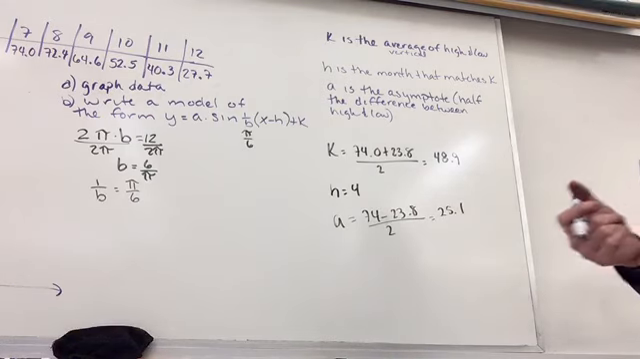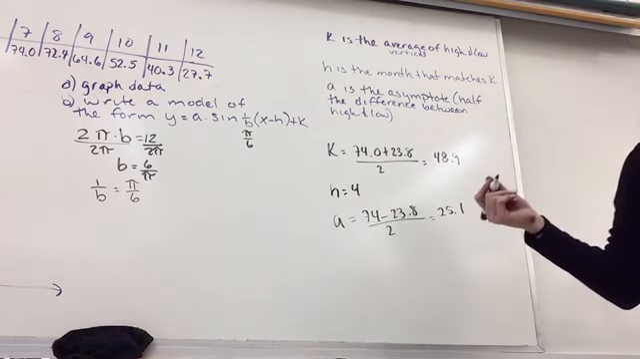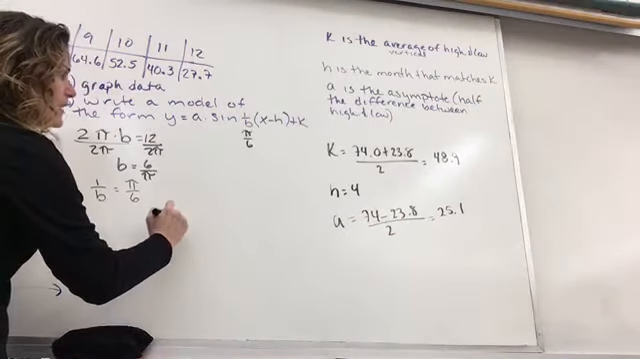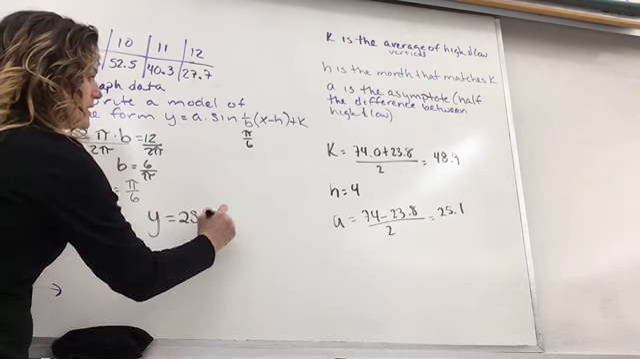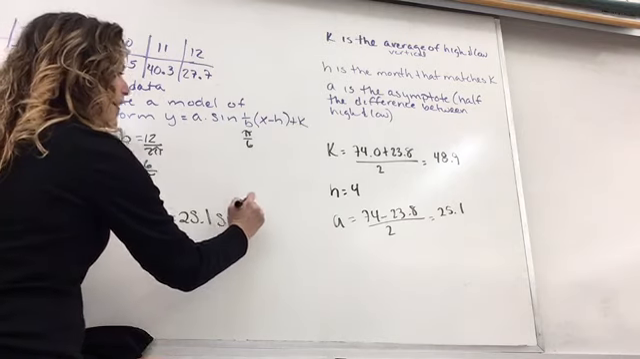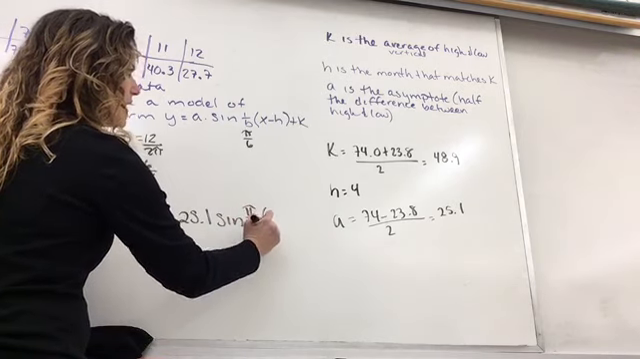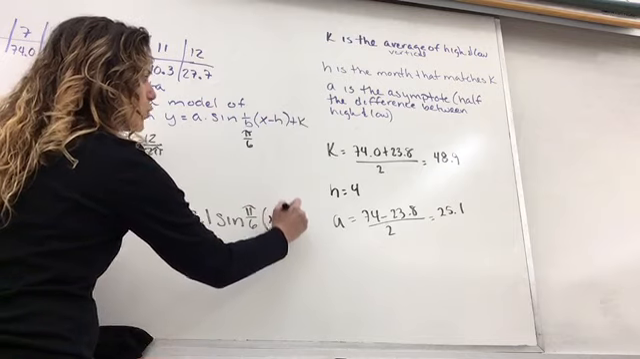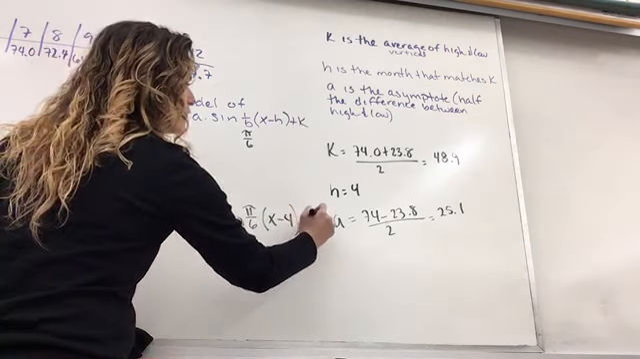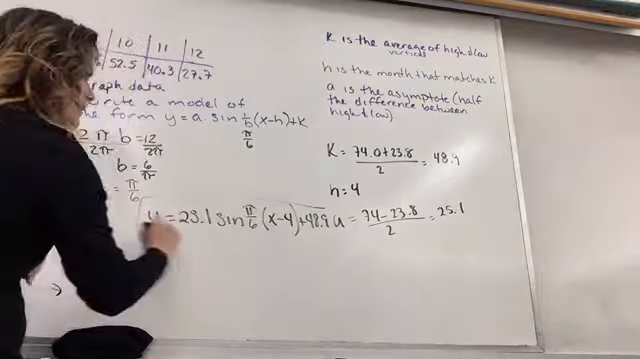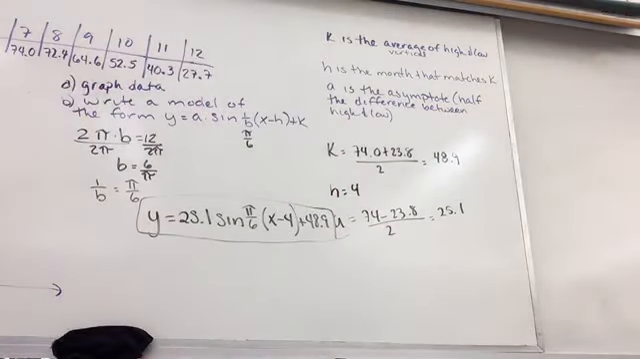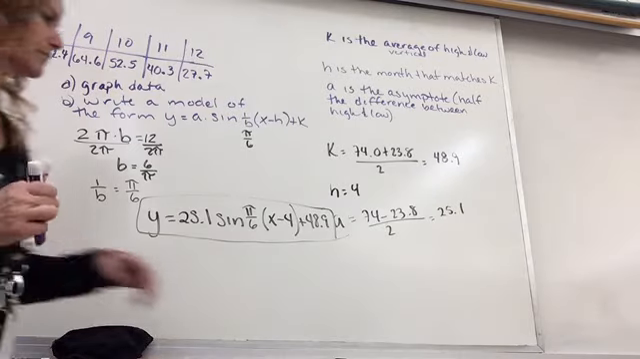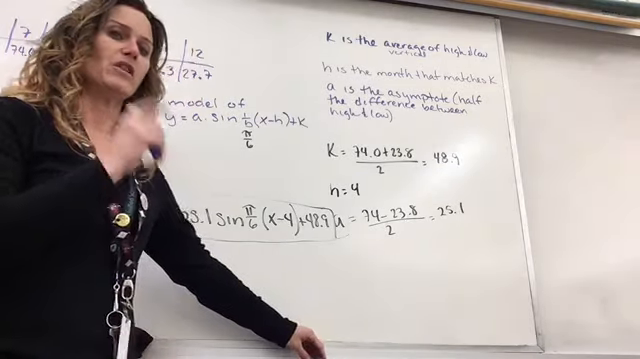Now that I have A, I have B, I have H and K, I'm ready to write that function in this form. So y equals, A we said was 25.1 sine pi over 6 times x minus h, which is 4, plus k, which is 48.9. Oops. And there is the equation. Short notes, make sure you have it all down.